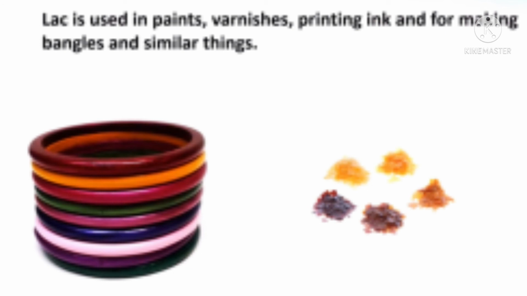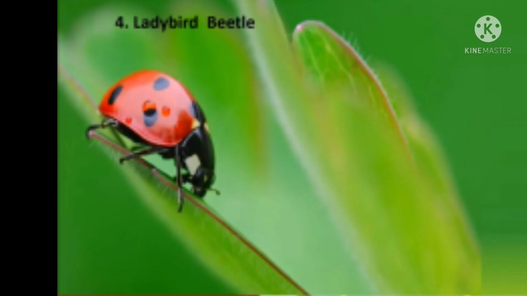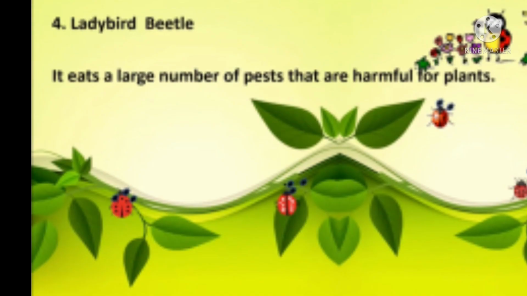The next useful insect is the ladybird beetle. And this insect looks very beautiful, red in color, very small in size. And what is its function? It eats a large number of pests that are harmful for plants. So these are the names of some useful insects.